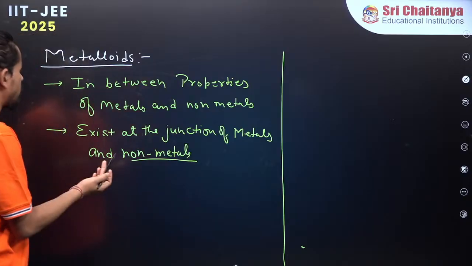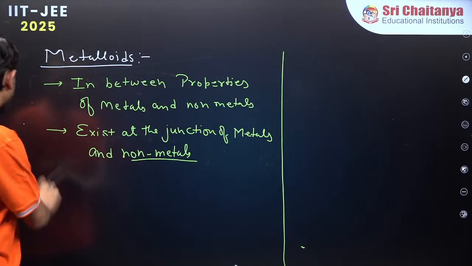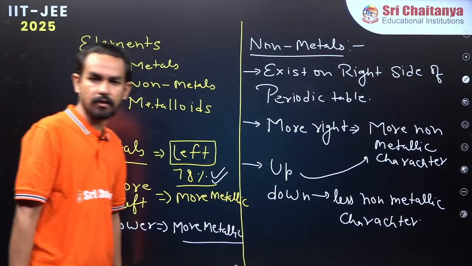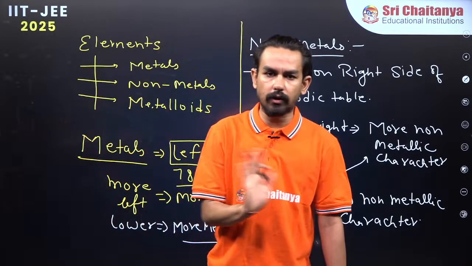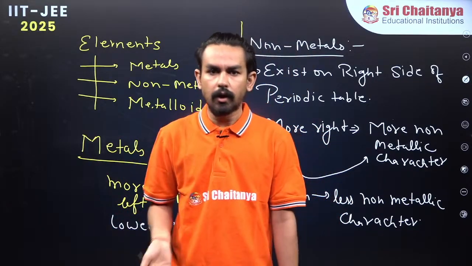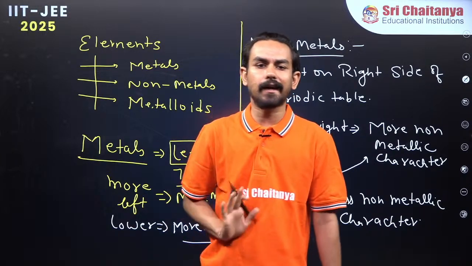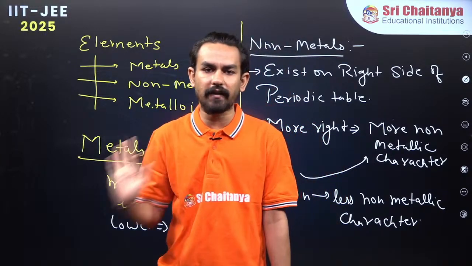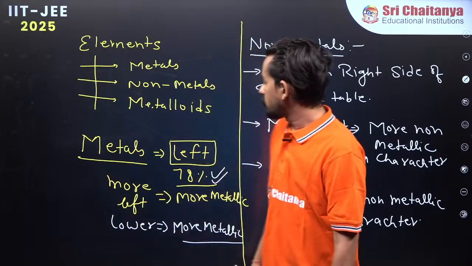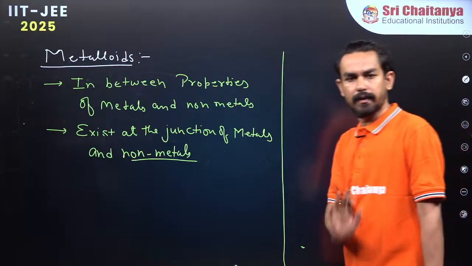Apart from that, what I told you, their properties lie between metals and non-metals, and we cannot say how metalloid character changes, because metalloid character is not defined properly. Metallic character can be defined, you will get to know what it is. Non-metallic character can be defined properly, but metalloid character does not have any perfect definition. That's why we cannot find its order also. So this is all about metals, non-metals and metalloids, basic definitions.